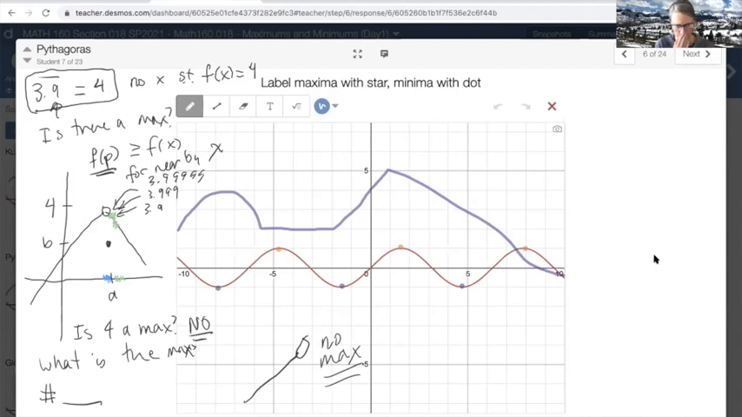I don't know what that emoticon is for, your mind's blown. I have a question. Yeah.